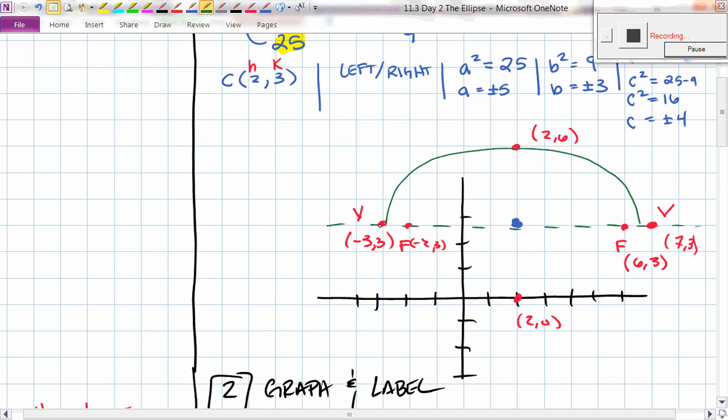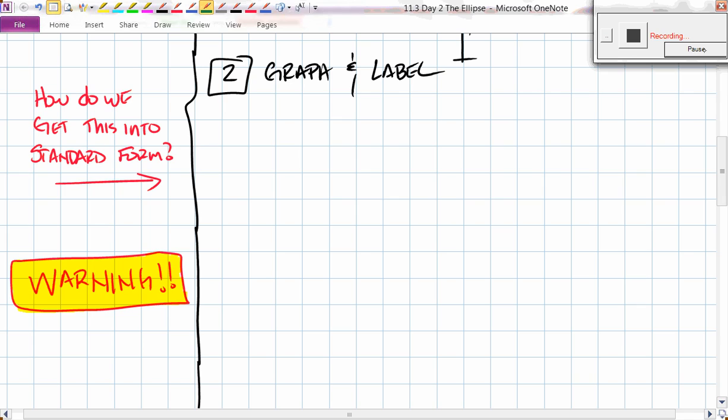Look at that. I can't even hit that thing. Terrible. Oh my gosh. It's the worst. That's the worst ellipse I've ever drawn. Let's try that again. Okay, you ready, guys? You guys ready to go? Here we go. Let's graph and label this horrendous looking thing.